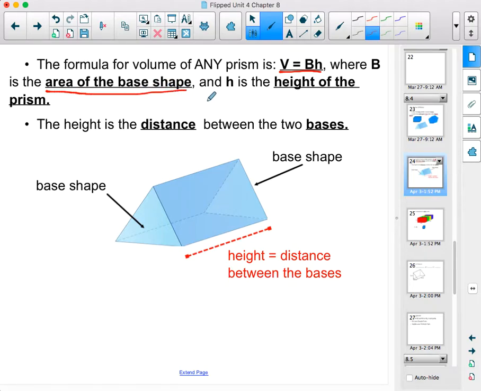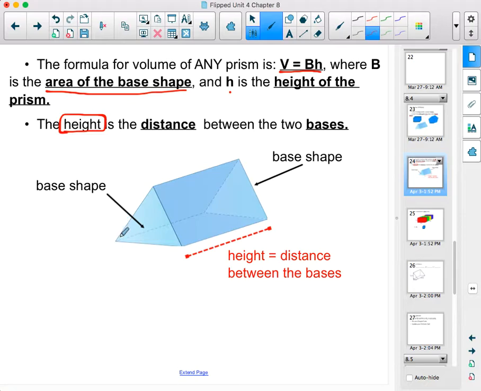So we have a little bit of work we have to do before we can use this formula. We have to find the area of the base. H is lowercase, and H is the height of the prism. The height is something special at this point. Height does not mean the distance from the ground up. Height means the distance between the 2 bases.